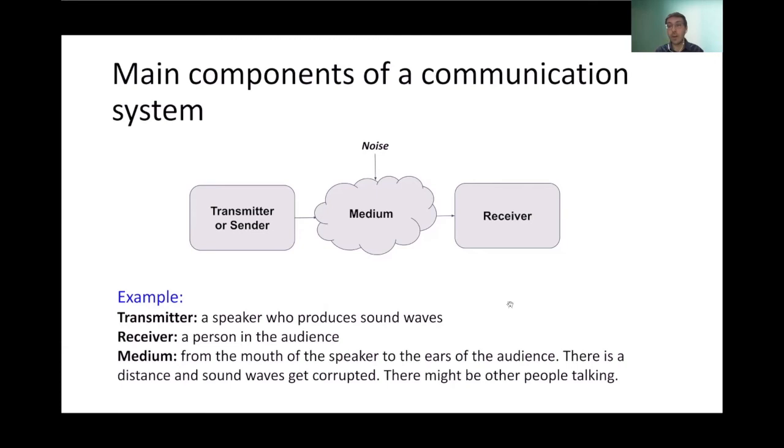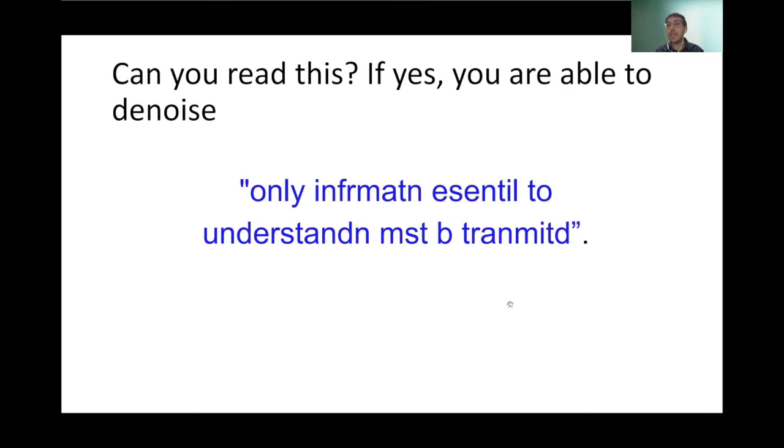So as an example, here is a text that has been corrupted while it's being transmitted. If you are able to read this text, it means that you are able to denoise. You are able to remove the noise that has been added to this text, remove the corruption. So I wait for a few seconds for you to be able to do it, for you to read this.